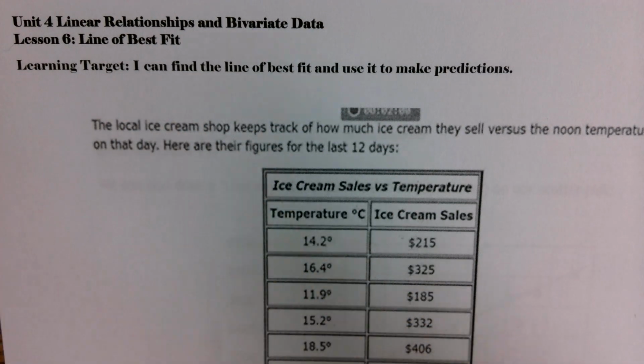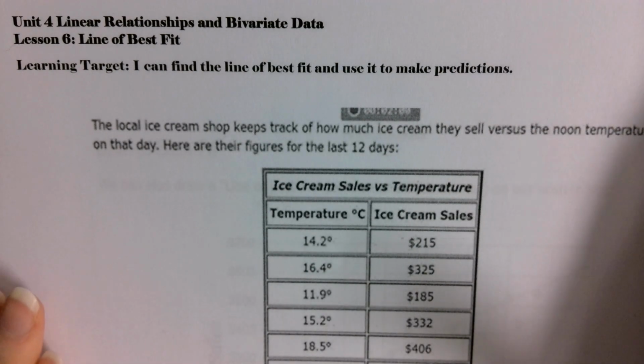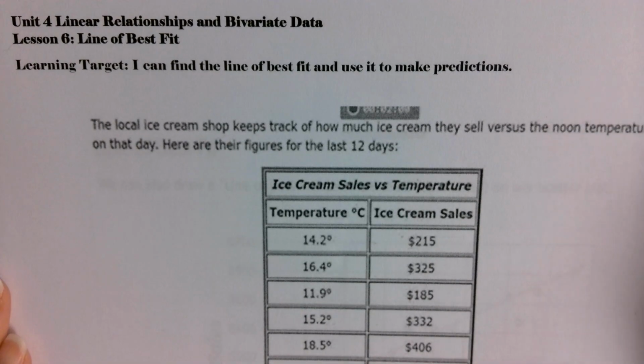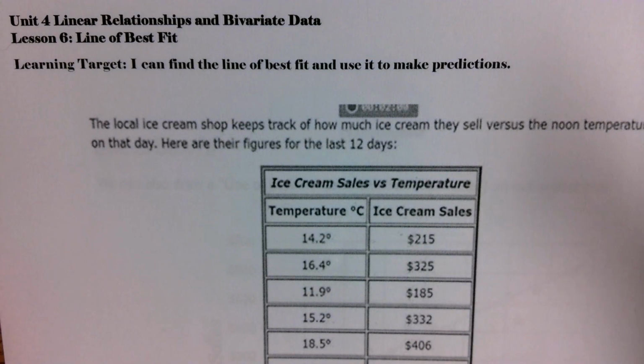Best fit. We're discussing today how to find a line of best fit, or what a line of best fit looks like. And then we are going to use the line of best fit to make a prediction, because a line of best fit is just identifying the projection that the scatter plot is moving towards.